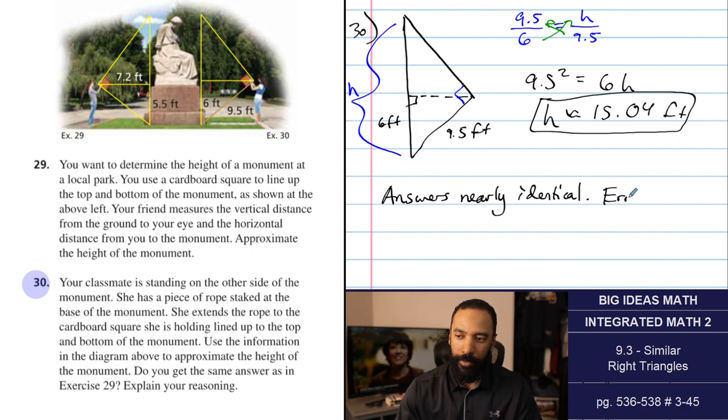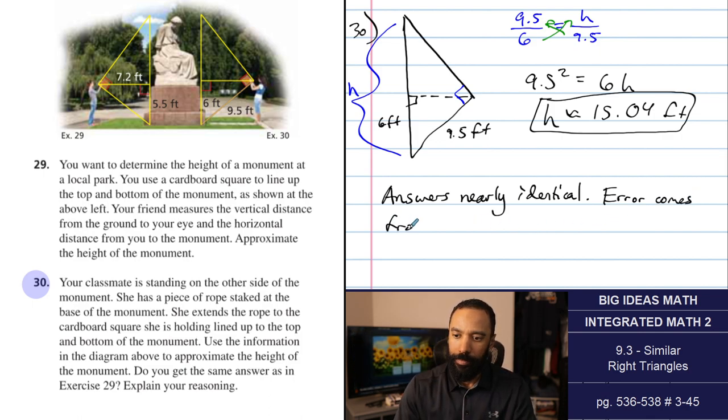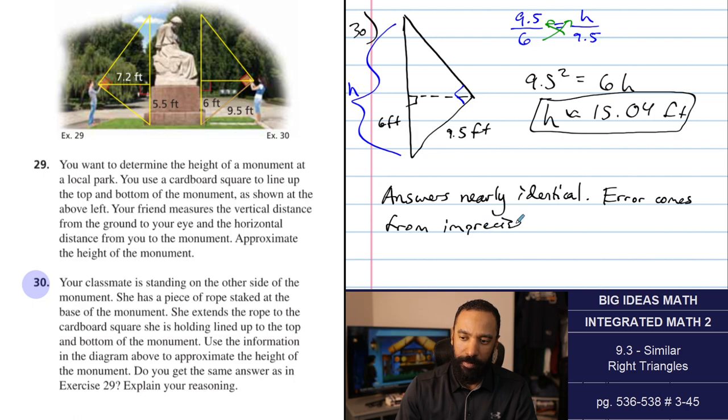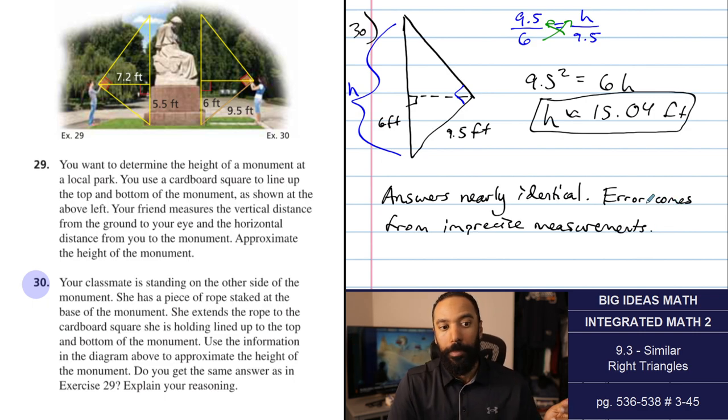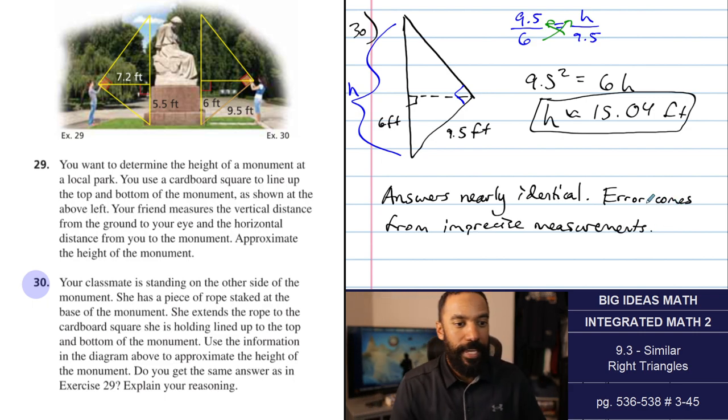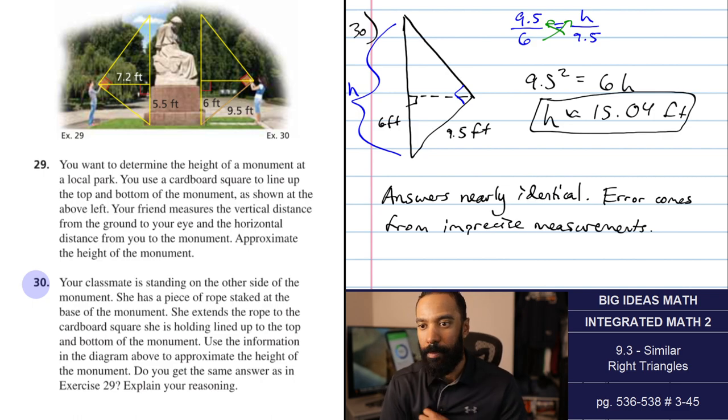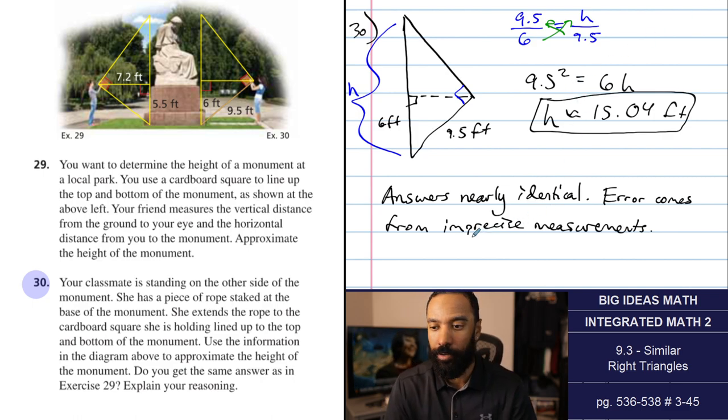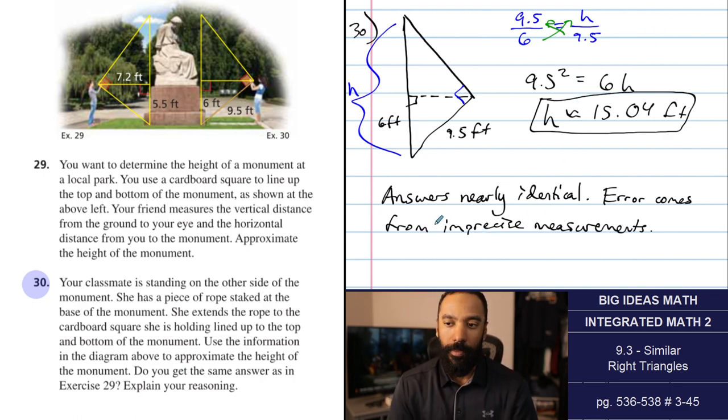Error comes from rounding early. Imprecise measurements. I don't think that measurements are wrong. They're just not as precise as they can get. 7.2 feet might not be exactly 7.2. It might be 7.2138044, things like that. So they rounded those numbers early, and those are the ones that we used.